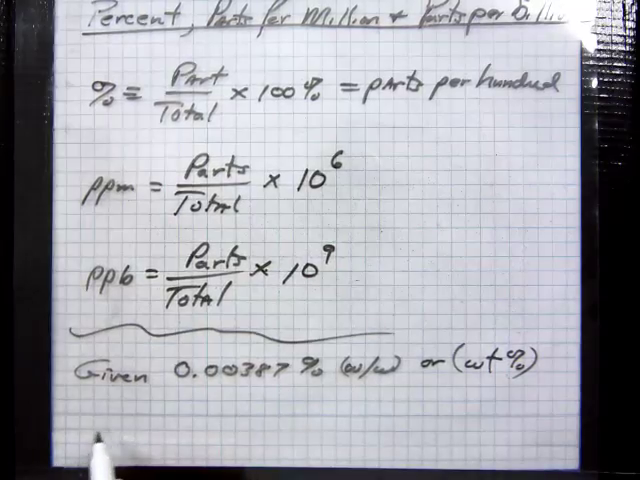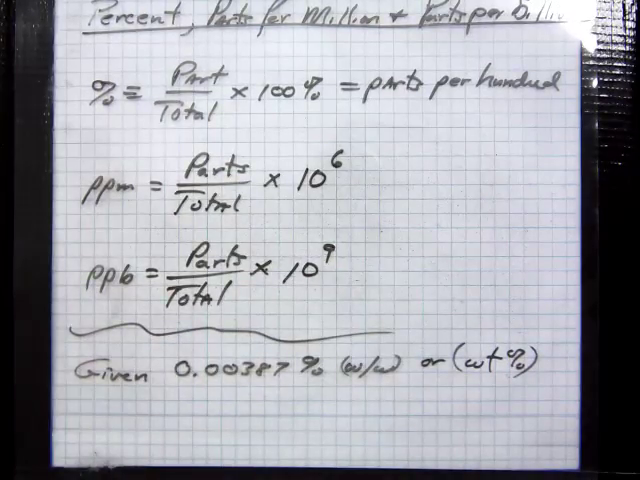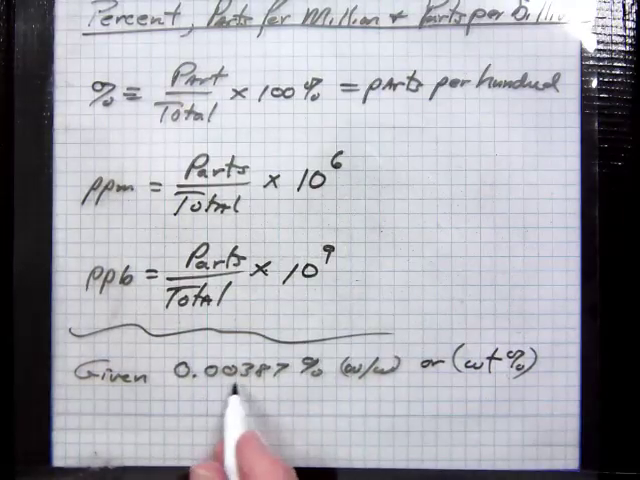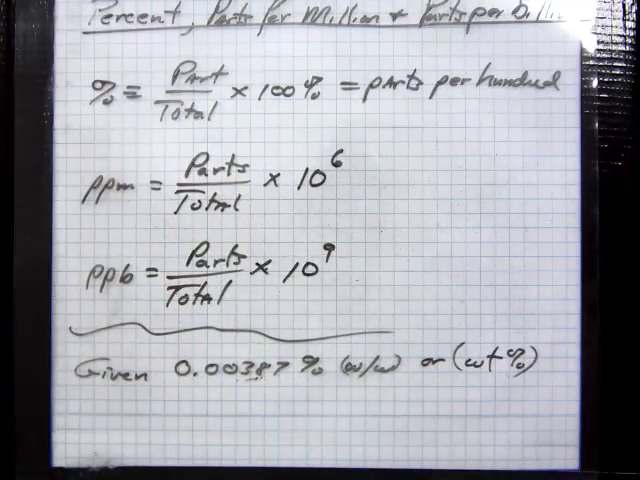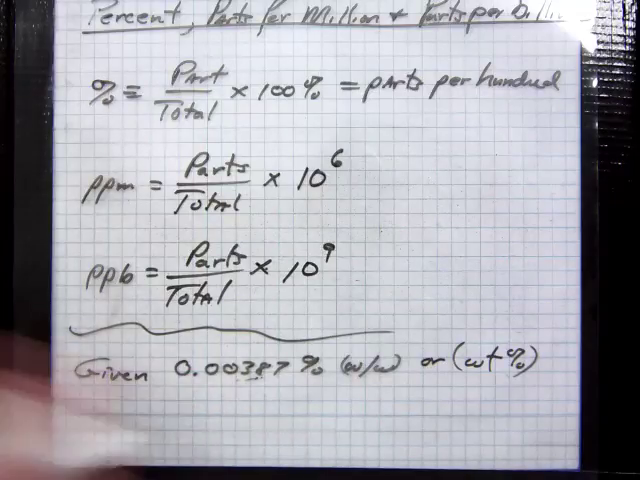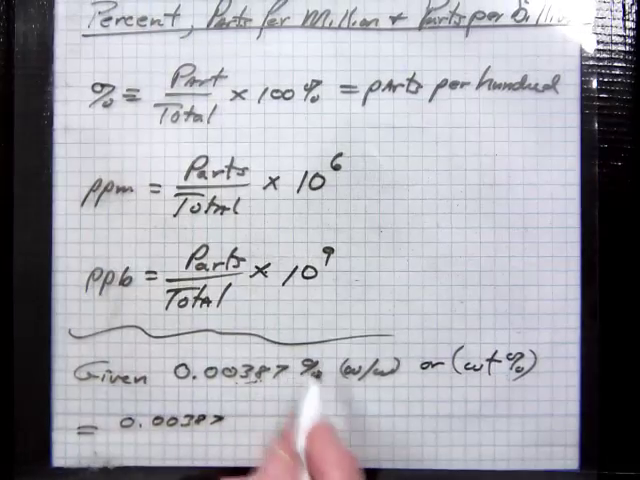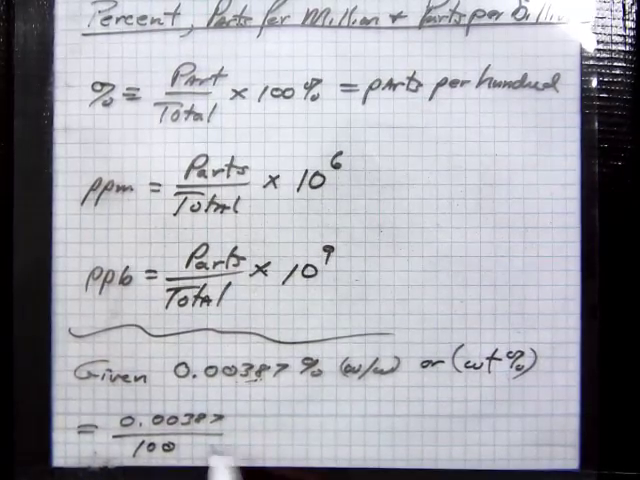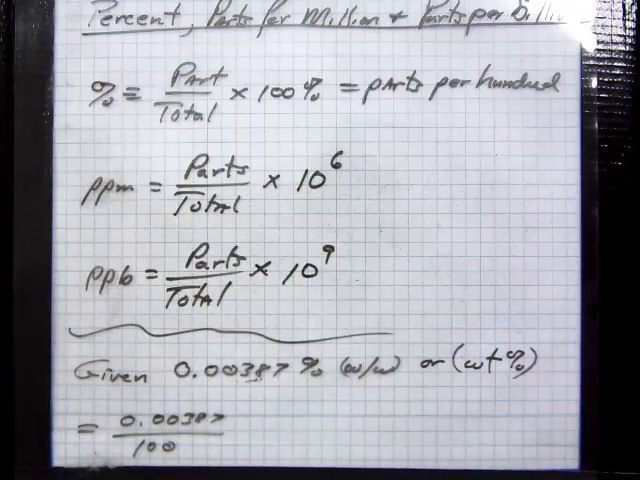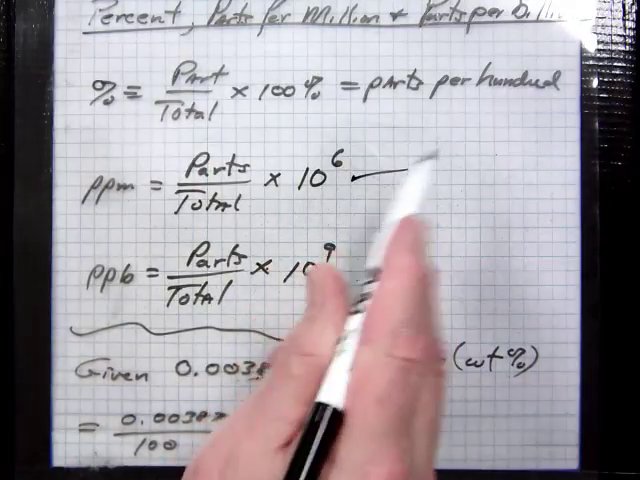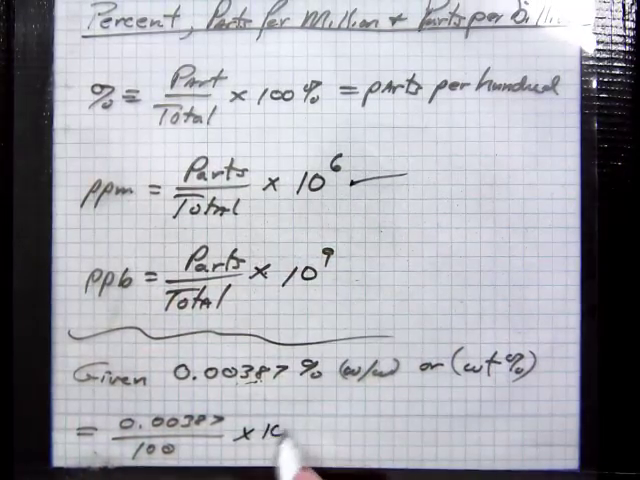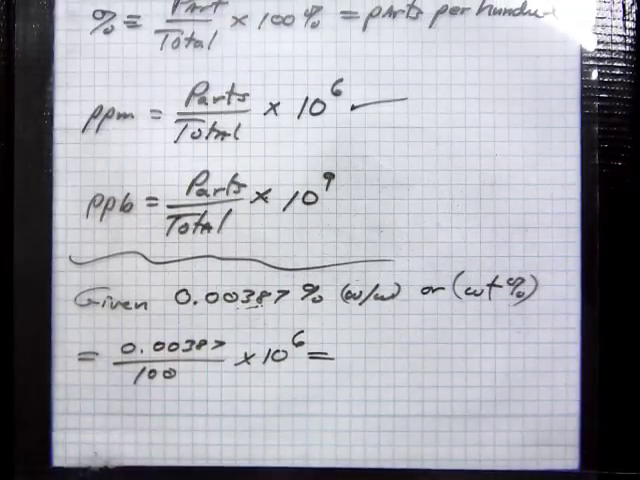Now, the idea is, how do you convert that to parts per million, parts per billion? Well, to do that, you need to understand what percent means. When your problem says given 0.00387%, what does your brain say? Your brain should say 0.00387 divided by 100, because that's exactly what it's telling you. So this is actually 0.00387 parts per 100. Times 100 would give you the percentage. But we need it in parts per million. For this definition, we simply multiply times 10 to the 6th, and that'll give you the parts per million.